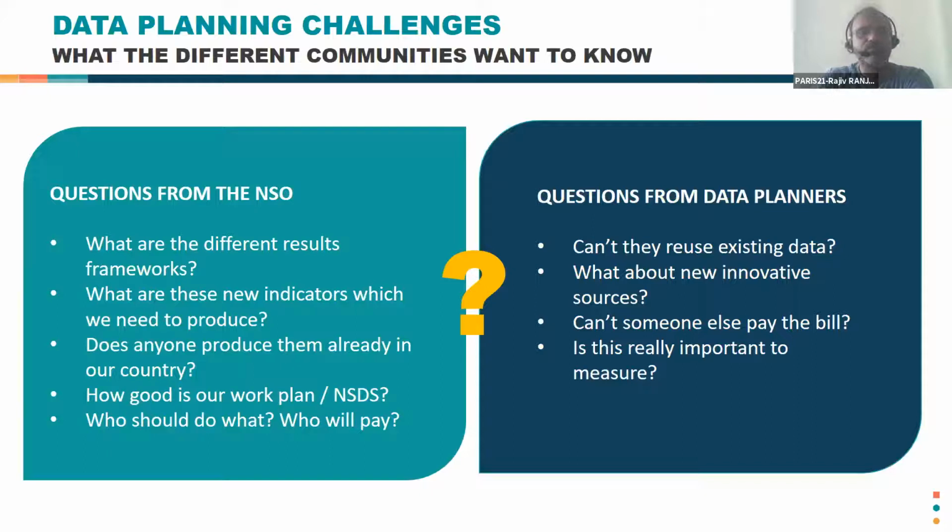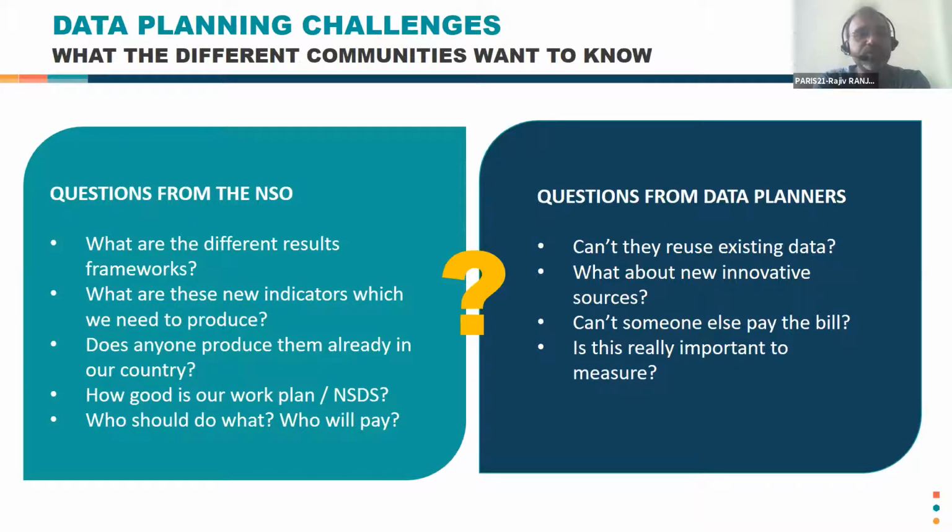So the overview part includes giving the interests from two different communities that we all come from. One is the data producers community, and typically we can group them as questions from the National Statistical Office, or the NSO, on the left side of the screen, and the questions from the data planning community, the policymakers who are planning for everything, including data in a policy context.